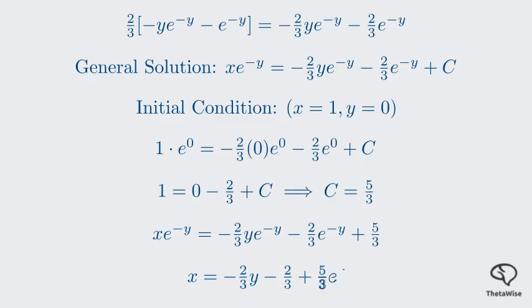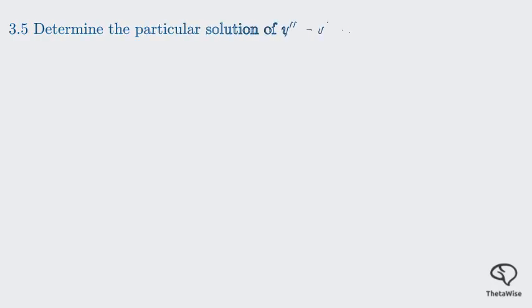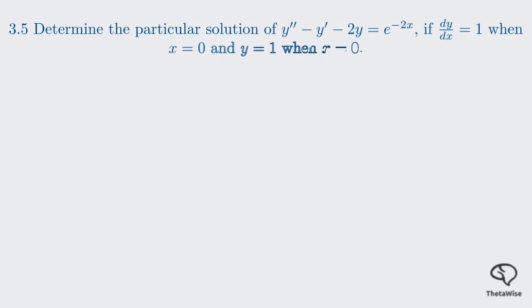This is a great example of being flexible and using the hint to change variables. Let's move on to problem 3.5, which is a second-order equation with two initial conditions. The equation is y double prime minus y prime minus 2y equals e to the negative 2x. We have two initial conditions, y equals 1 when x is 0, and y prime equals 1 when x is 0. Notice the second condition involves the derivative.